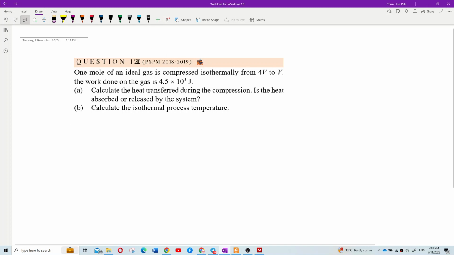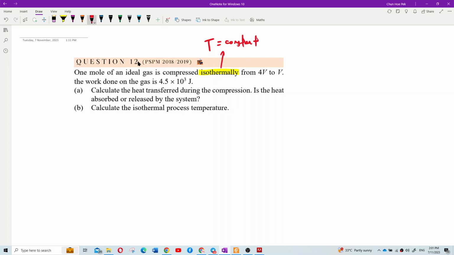So 1 mole compressed isothermal. This isothermal process, class. Write down first, what is isothermal? Temperature constant. 1 mole, that means n equals 1. 1 mole compressed isothermally from 4V to V.